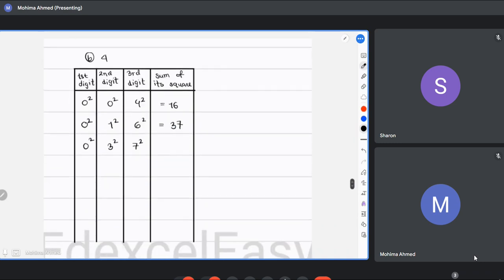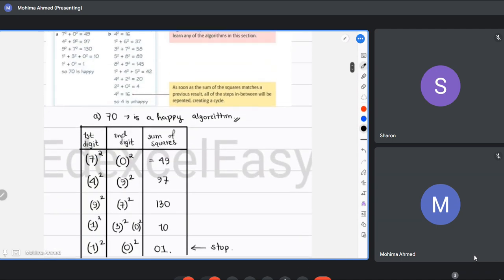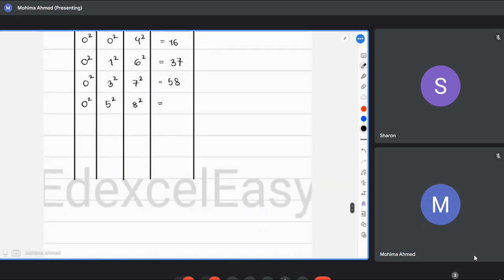which is now going to be 58. Then again 0 square, 5 square, 8 square. This one is 1 minute. 89 and 145. This is 89, and then again 0 square, 8 square, 9 square. This is 145. Now you have 1 square, 4 square, 5 square. 120, 25. This is 46. 0 square, 4 square, 6. Sorry, 4 square, 6 square. That is 52.